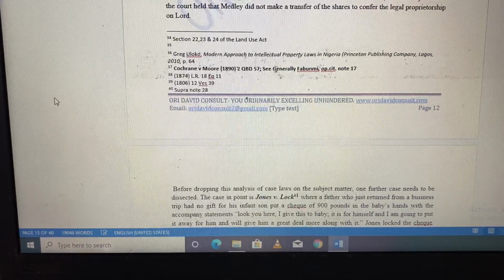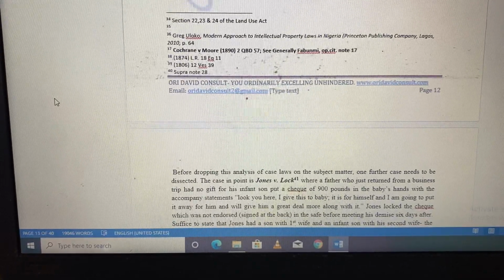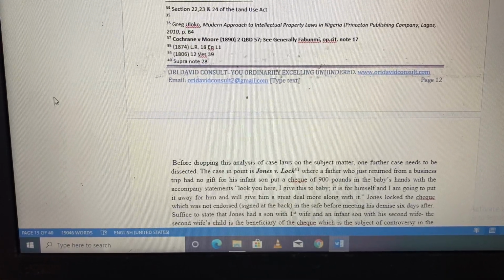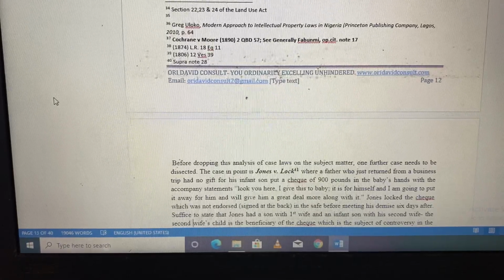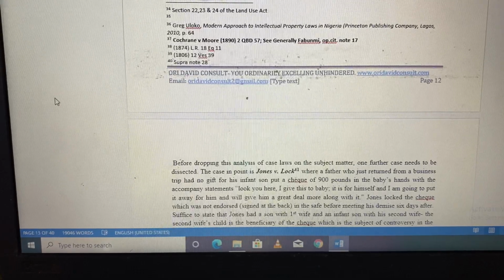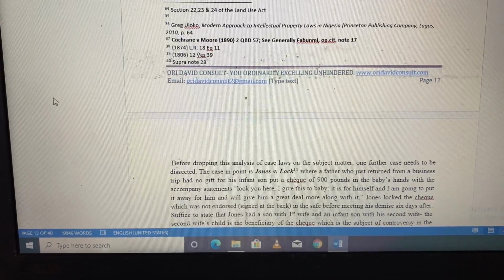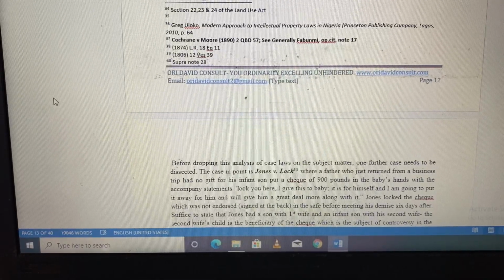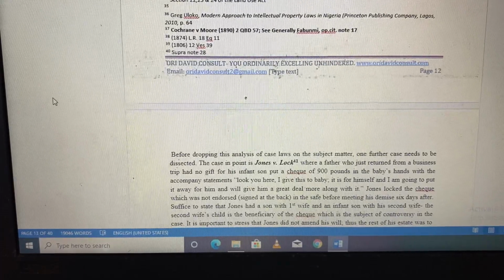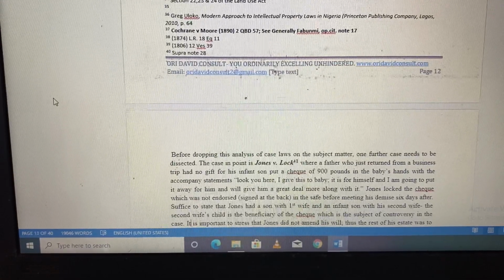But then, perhaps it's also important for us to look at the case of Jones v Lock. Jones v Lock was a case where a father who had just returned from a business trip had no gift for his infant son, but then he put a cheque of £900 in the baby's hands with certain statements such as, "Look here, I give this to baby. It is for himself and I'm going to put it away for him, and we give him a great deal more along with it." Then Jones locked the cheque, which was not endorsed, that is, it was not signed at the back, in the safe before he died 6 days after.